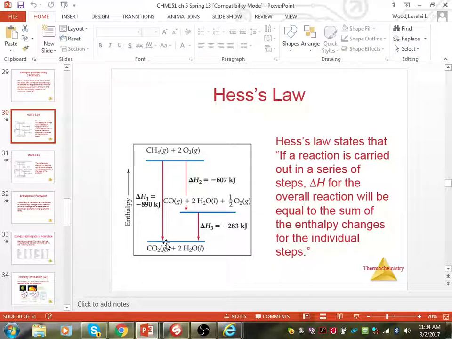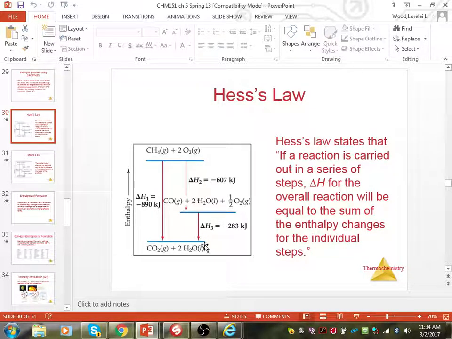But this is not actually how the reaction takes place. The reaction actually takes place in a series of steps. Initially, you'll take the CH4 and this O2, and you change it into CO and H2O, and I don't like this half of an O2 because in reality you really can't have half of an O2, but they're just showing you how it's balanced. So this is the first step. The second step is where you take these as the reactants, and the final product then is the CO2.